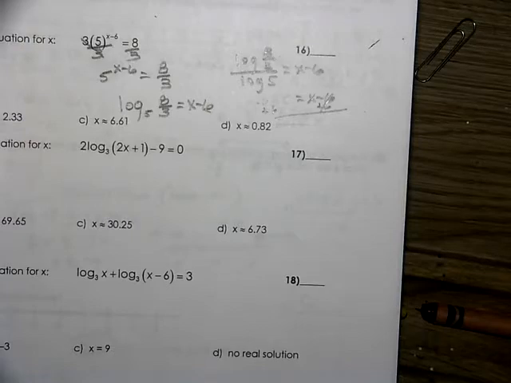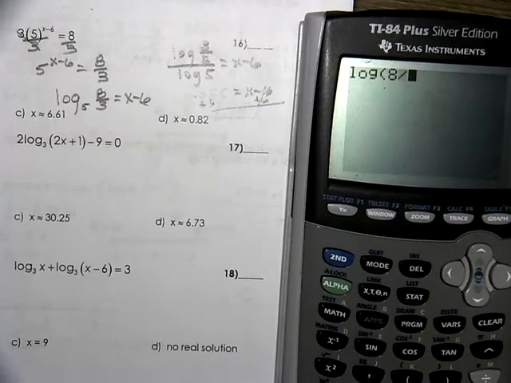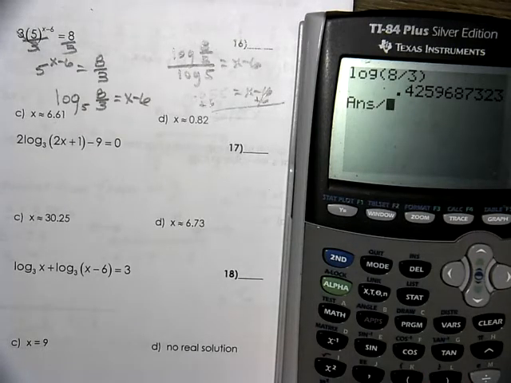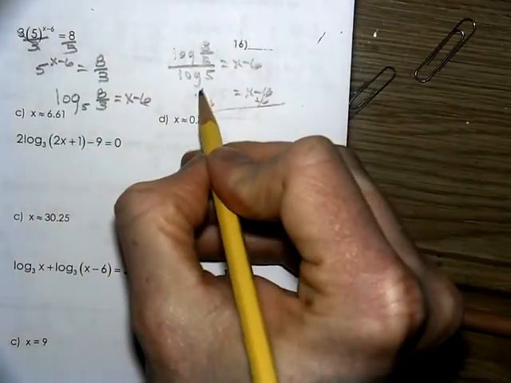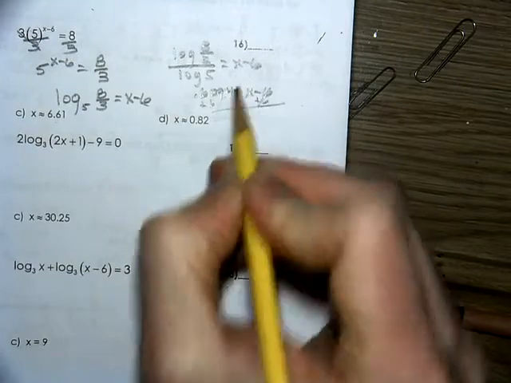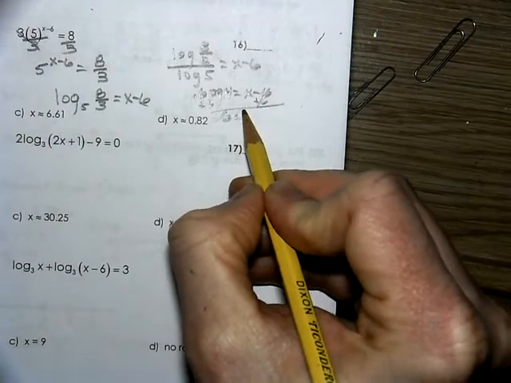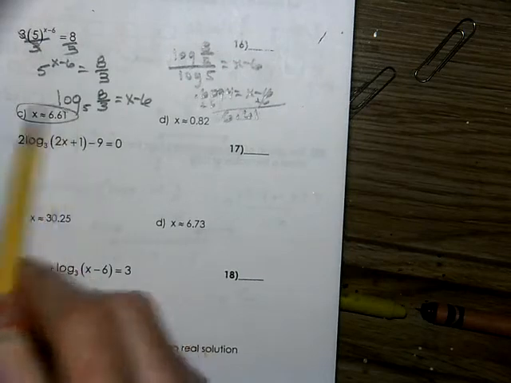So now I'm going to come down and try my calculator again. Let's try log 8 divided by 3. Must have typed something in there funny. And then we're going to divide. We have to divide by the log of 5. And there we get our 0.6094. And then we're going to add 6 to that to get 6.6, kind of round that up to a 7. So that's where this value would come in handy.